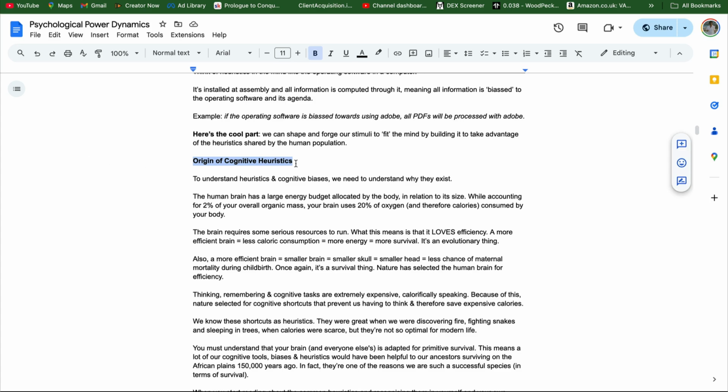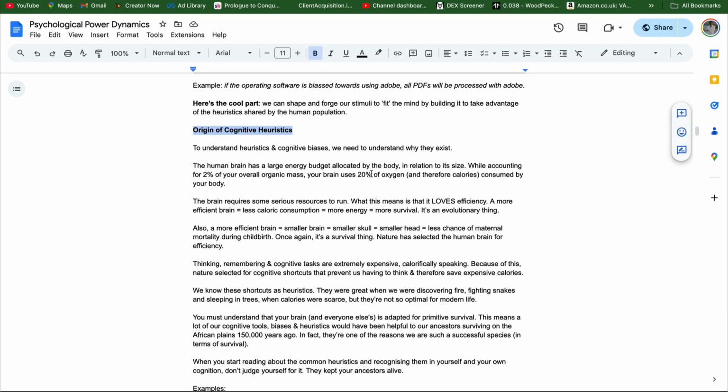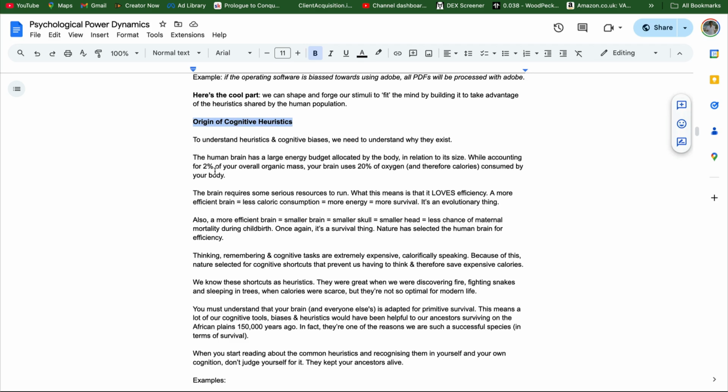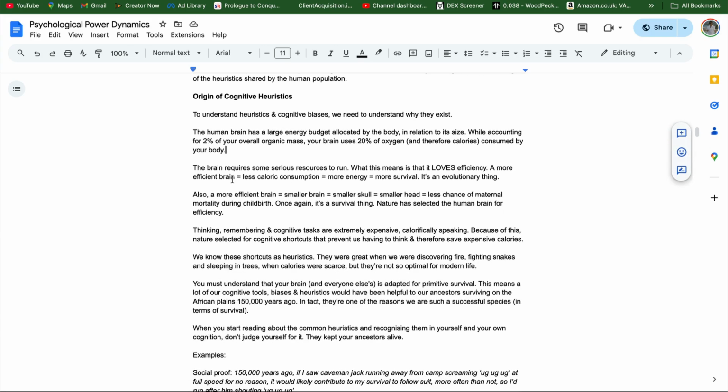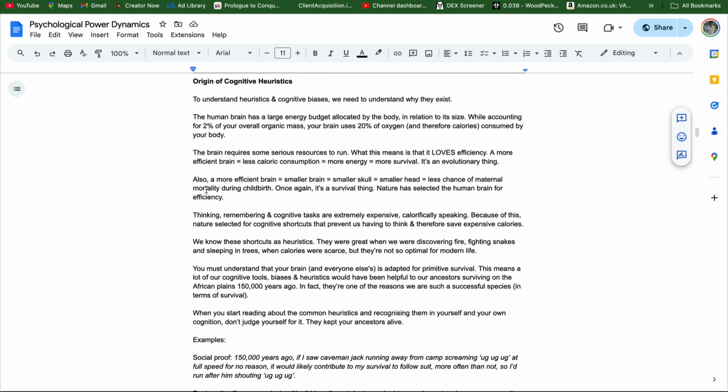So, the origin of cognitive biases. To understand heuristics and cognitive biases, we need to understand why they exist. Now, the human brain has a large energy budget allocated by the body in relation to its size. While accounting for 2% of your overall organic mass, your brain uses 20% of the oxygen and therefore calories consumed by your body. The brain requires some serious resources to run. What this means is that it loves efficiency. A more efficient brain equals less caloric consumption, equals more energy, equals more survival, aka more fitness.